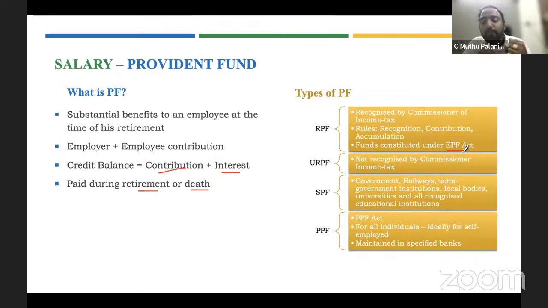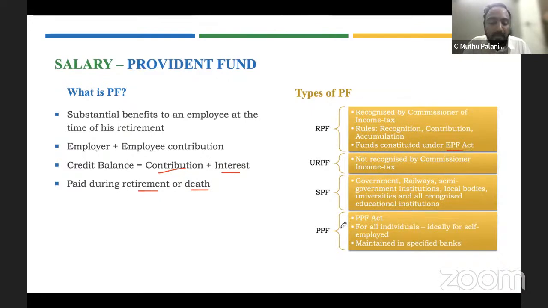Apart from this, there are 2 more: statutory provident fund and public provident fund. When you say statutory provident fund, the government, the railways, the semi-government, all these statutory bodies may have their own provident fund. So that is called statutory provident fund. So government employees and educational institutions contributing into a fund will be called statutory provident fund.